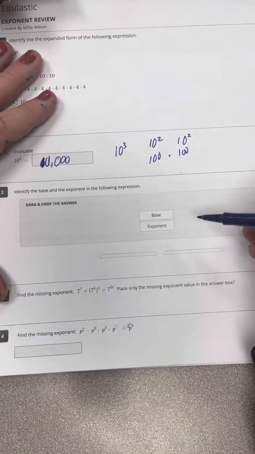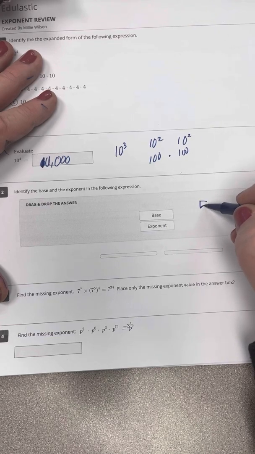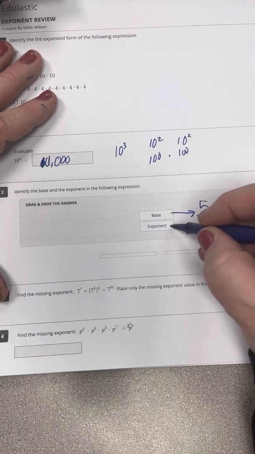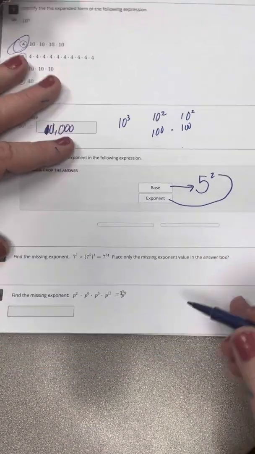All right, drag and drop. Oh, it doesn't give you the thing. That's just identifying the base. If this is the base, the exponent is here.